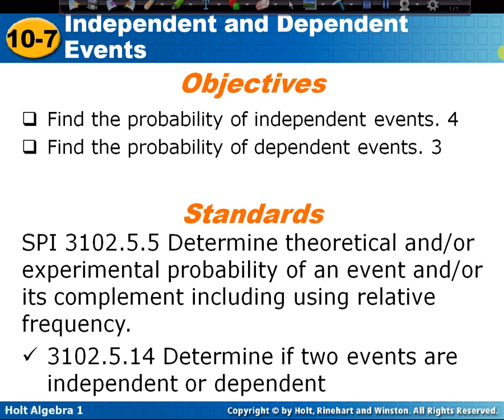Alright, today's lesson is 10-7. Our objectives for today are to find the probability of independent events and to find the probability of dependent events.